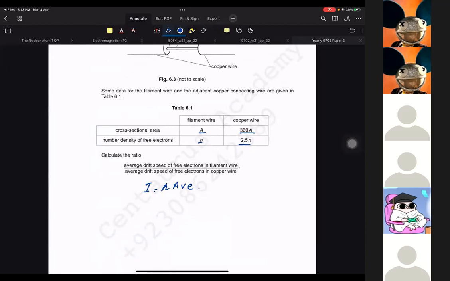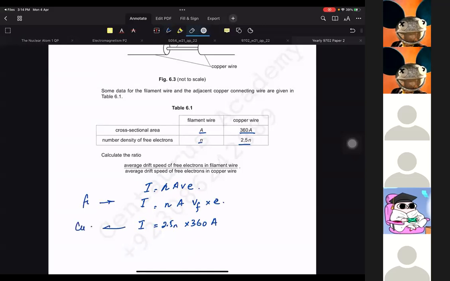First of all, I'm going to find it for the filament. For the filament, N is N, A is A, and we have to find V. The charge of the electron is the same. For current, they have the same current because they're in series. So they have 2.5 N. Area is 360 A. This is for the filament, and this is for copper.